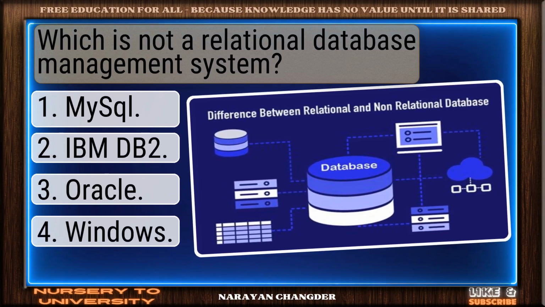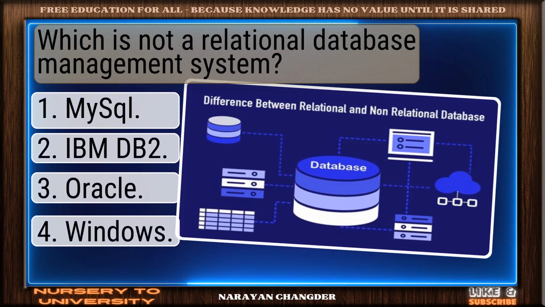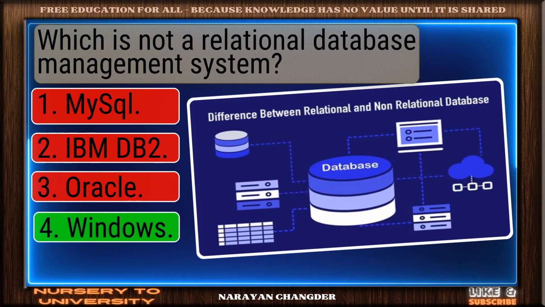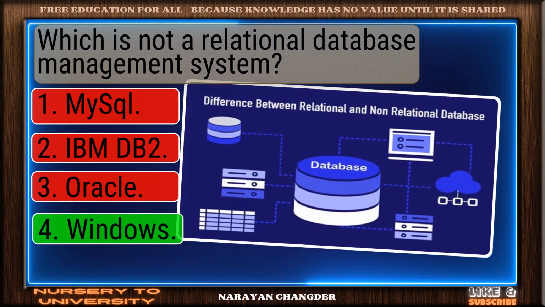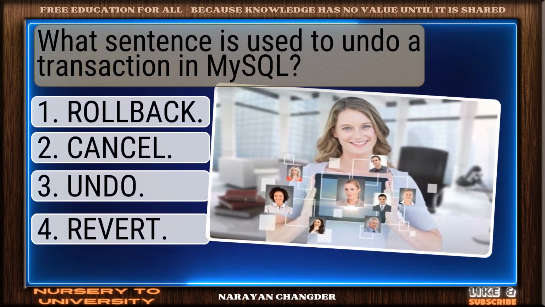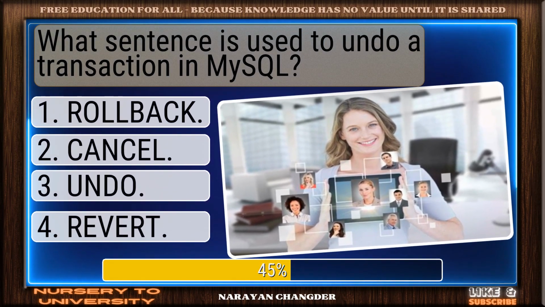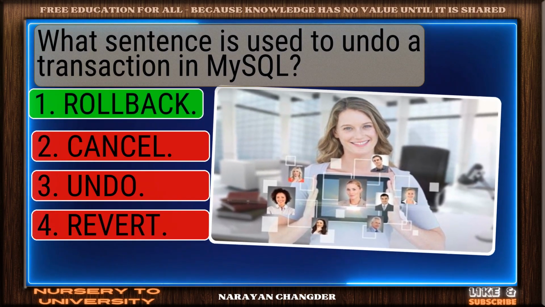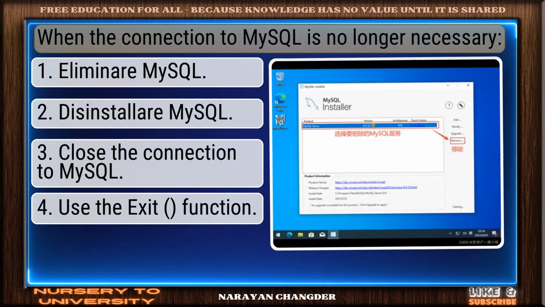Question number 14. Which is not a relational database management system? Well picked. Windows is the correct answer. Question number 15. What statement is used to undo a transaction in MySQL? Solid response. Rollback is a valid choice.